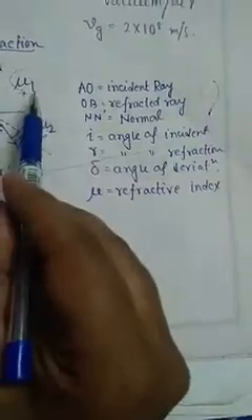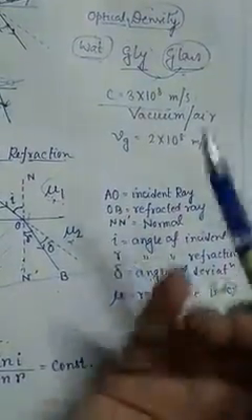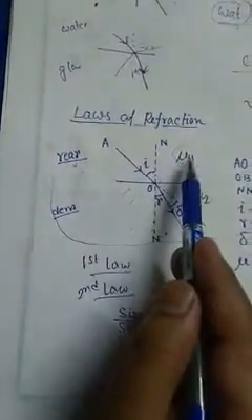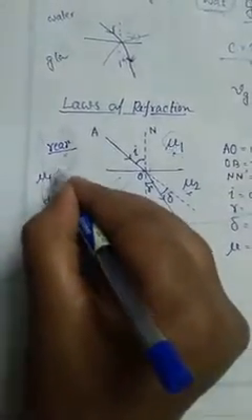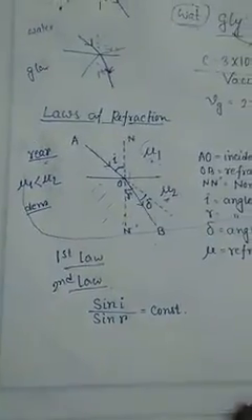Actually this is the property of the medium. That means if the refractive index is high, this is denser medium, and if the refractive index is low, then this is rarer medium. So just tell this is rarer medium, so here mu1 is less than mu2, because mu2 is greater, that means this is denser medium.